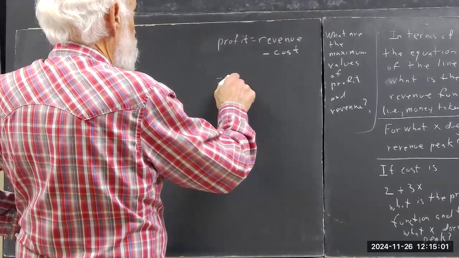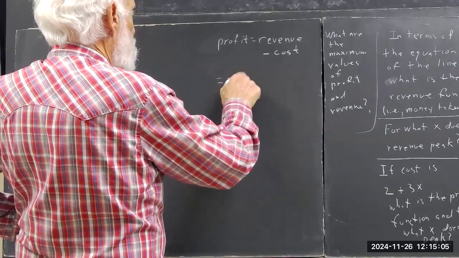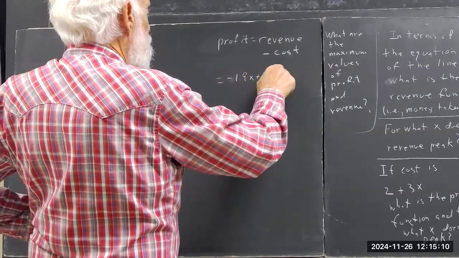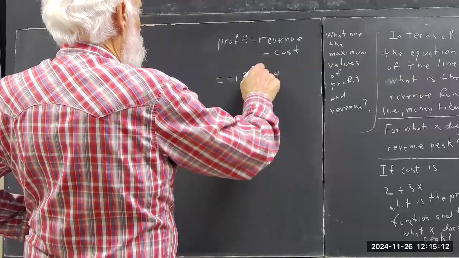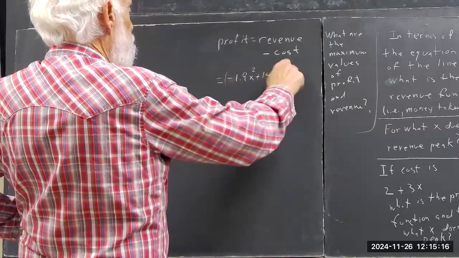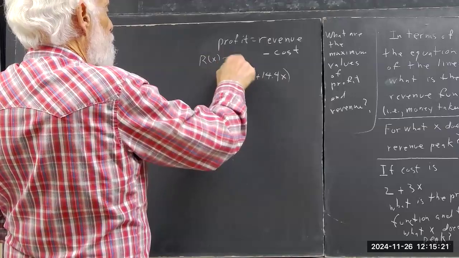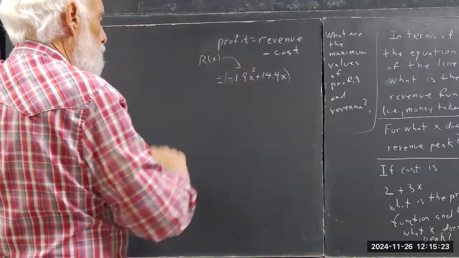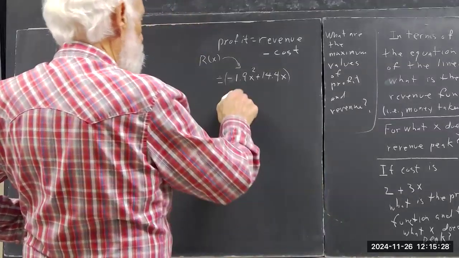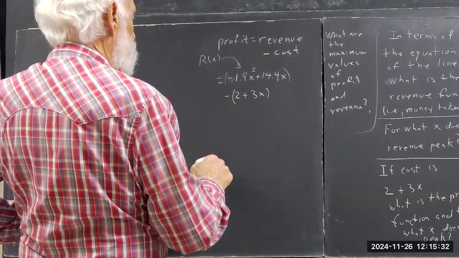Revenue function first of all, there's your revenue function. I'll label that R of x. Minus the cost function. Here's your cost function. 2 plus 3x.